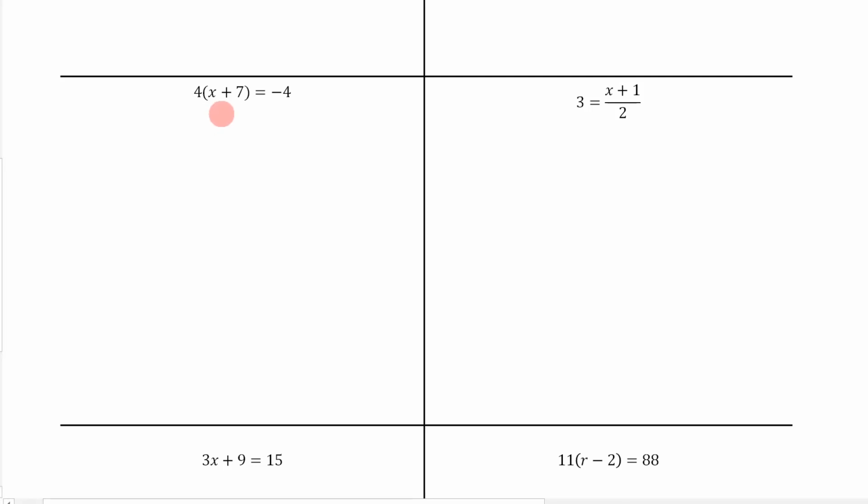Okay, so what am I going to do first here? As you can see here, in building it up, I've obviously plussed 7 first, then timesed it by 4. So to go backwards now, I'm going to divide by 4 first.